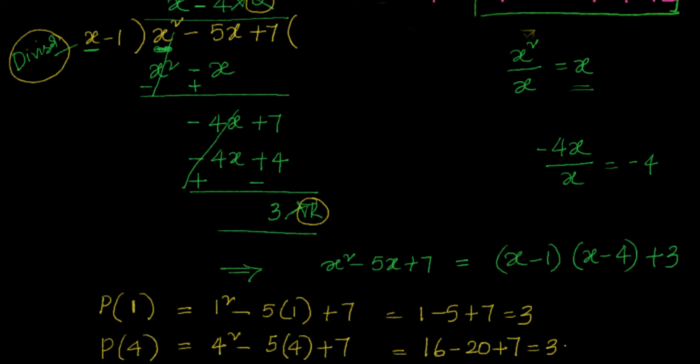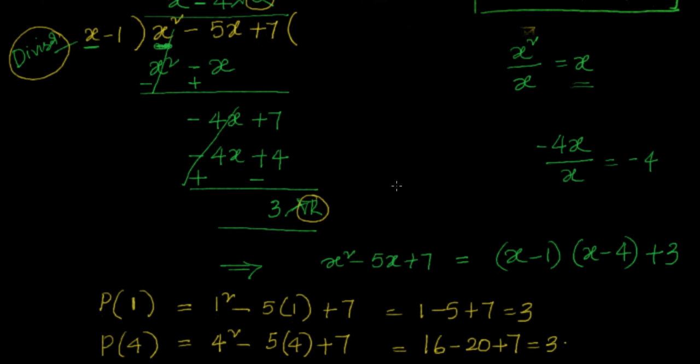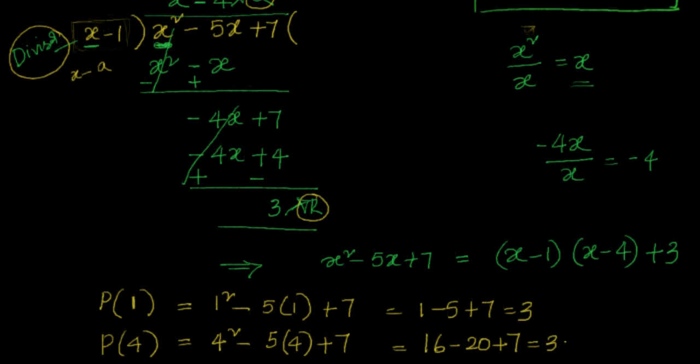So instead of doing the whole long division method, we see that if you want to divide a polynomial by x minus 1, you just go ahead and put the value x equal to 1 in the polynomial. Since this is x minus a, put the value of a. This is what is called the remainder theorem. So let's go ahead and see what the remainder theorem is.